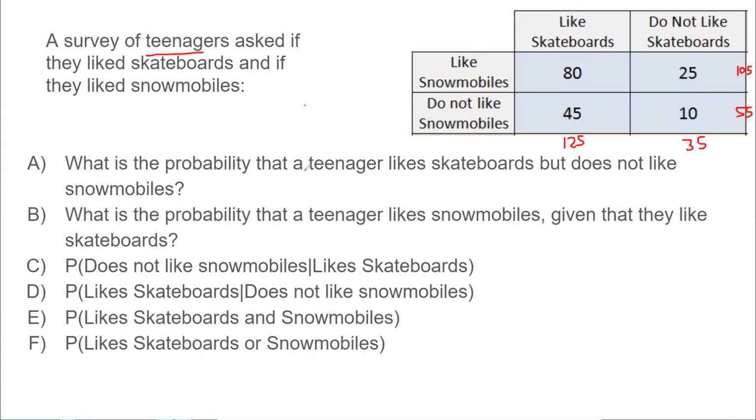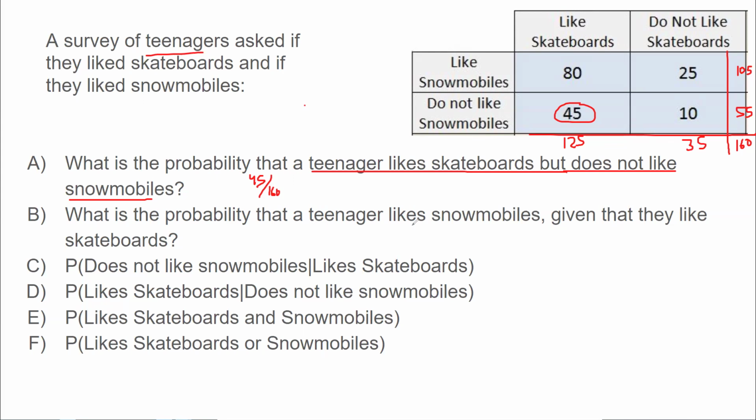Okay, what is the probability that a teenager likes skateboards but does not like snowmobiles? So we want likes skateboards but does not like snowmobiles. And that's out of a total. Let's see if we add up a total here. That's going to be 160 is our total. So out of 160 total students, 45 out of the total 160 like skateboards but do not like snowmobiles. 45 out of 160. And again, we can reduce that if we want to.